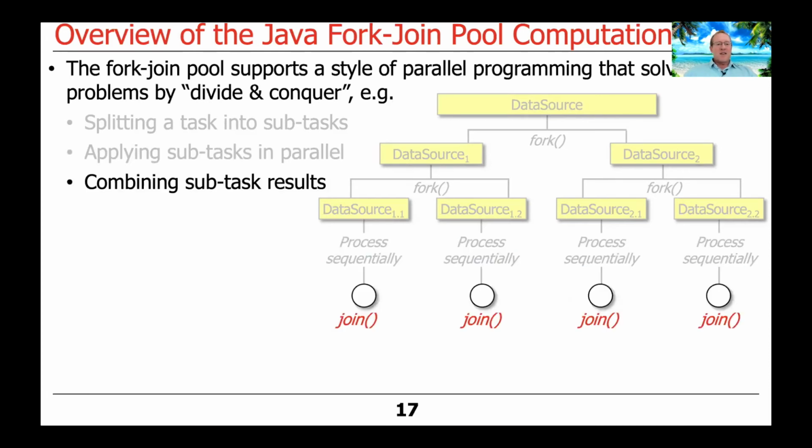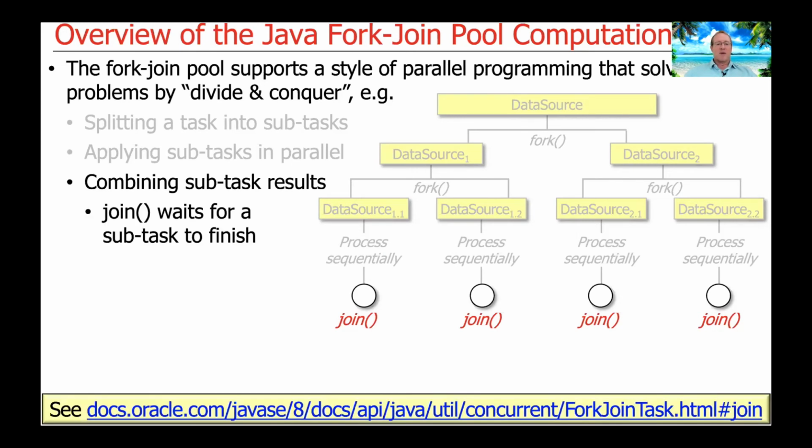The final phase in this split-apply-combine model is the combine phase. And what that does is it takes the results from the various subtasks and it joins them back together again. And so there's a join method that corresponds to the fork method, and join logically waits for a subtask to finish. Now, we'll see when we get into the details of this later that join doesn't actually block. It actually pitches in and does some processing as well. But you can think about it as logically blocking in the sense that the execution doesn't continue until the subtask that join is waiting on has completed.